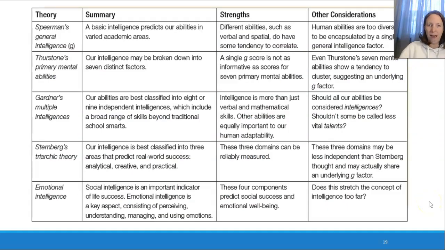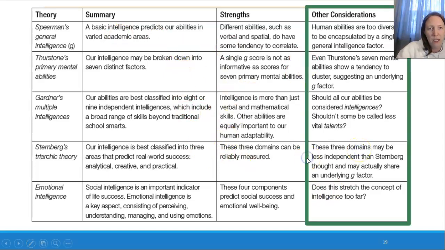And here we are at a chart that compiles all of it. This is not something you should copy. It is a good tool, so feel free to check yourself before you wreck yourself. If any of this stuff hasn't clicked, you can give yourself a quick skim here to check on any of your understandings. But I'm using this chart mostly to focus on other considerations, which I'm calling critiques. Each of these theories has skeptics and critics.